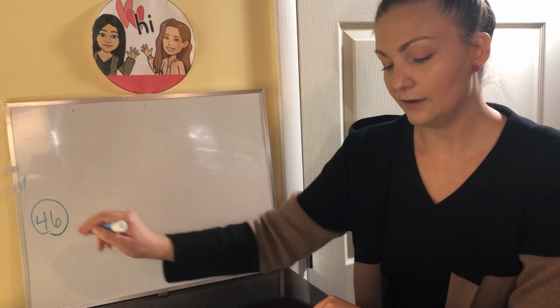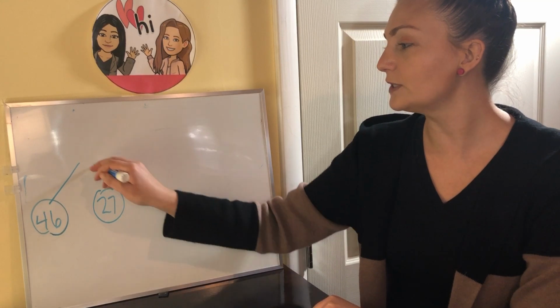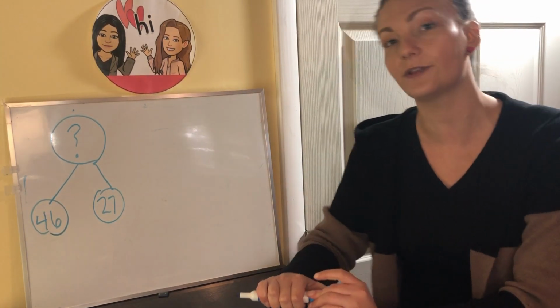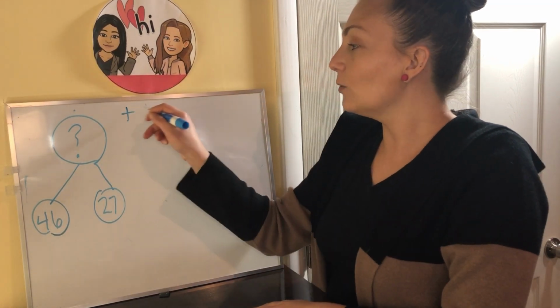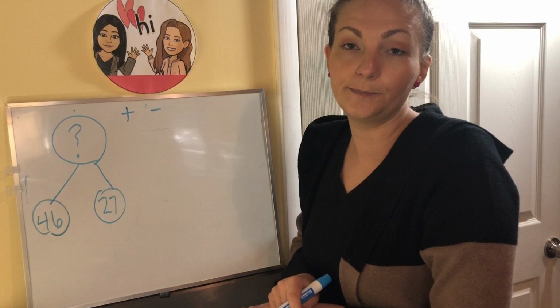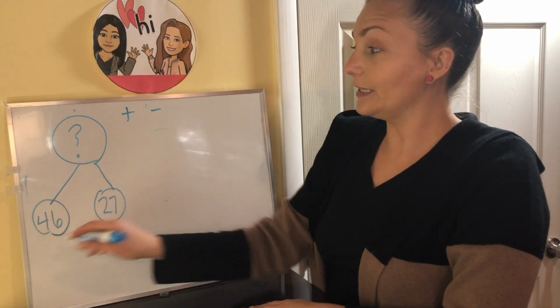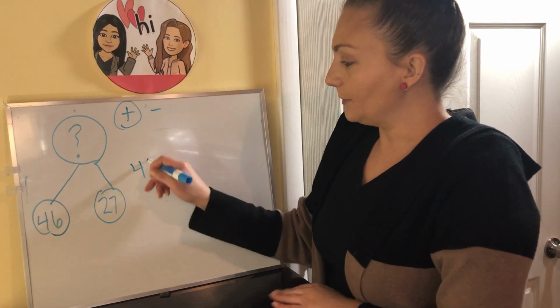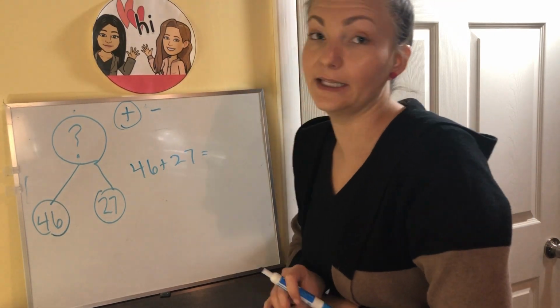We had 46 red shoes, 27 blue shoes, and we want to know how many red and blue shoes Damali has. So we're looking for the total number. If we're looking for a total, are we going to add or subtract to get that total? The total is the biggest number, and in order to get the biggest number, we have to add. So I'll write my number sentence, 46 plus 27, and now I'm going to think about how I'd like to add this.